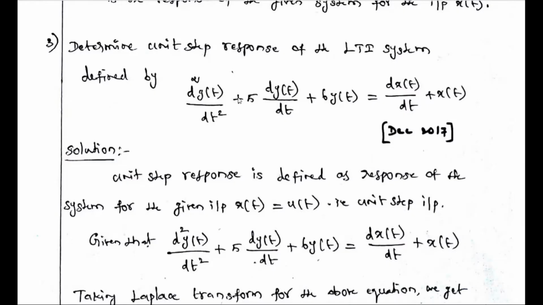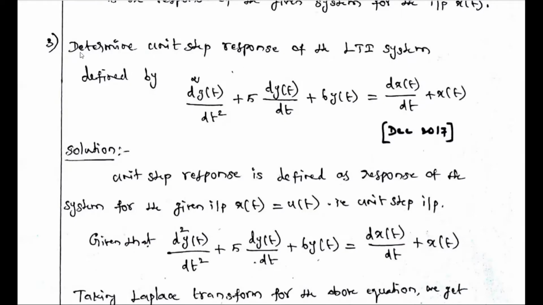In the first problem, the transfer function and input were given. In the second problem, the differential equation was given and the input was given. But in this problem, only the differential equation is given. What about the other one? The input is given, but not directly.